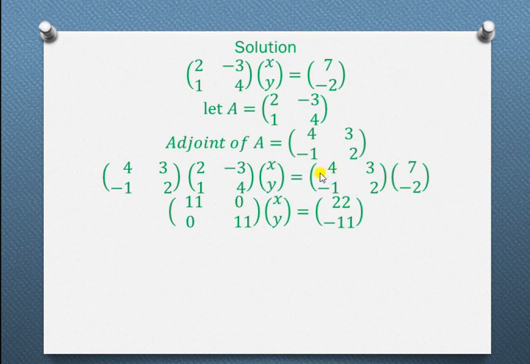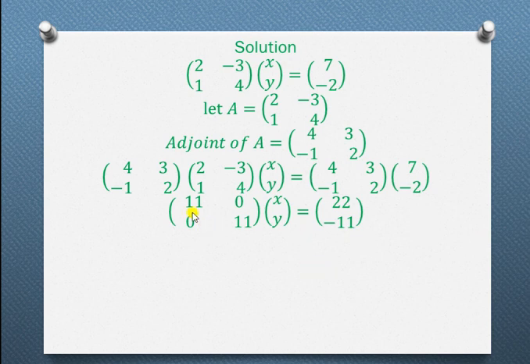Then for this, we multiply this row by this column, and also this row by this column. So it's going to be 4 times 7, which is 28, plus 3 times negative 2. And so that will be 28 plus negative 6, and that gives you 22. Multiply this row also by this column. So it will be negative 1 times 7 plus 2 times negative 2, and that will give you negative 11.